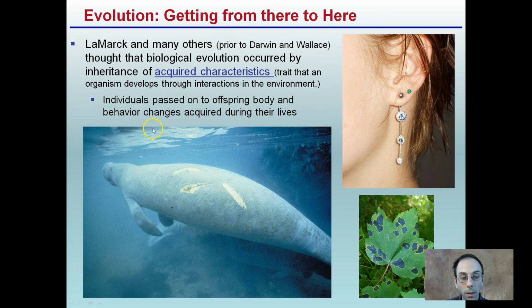But for example, the manatee with the scars on the back, this happens usually with boats that run into them, sadly. Acquired characteristics mean if all the manatees had these scrape marks, eventually they would pass on these scrape marks to their offspring. If someone continually got pierced ears, eventually their offspring would have pierced ears naturally. And the black spots on the leaves here, eventually the offspring would have black spots on the leaves. This is the concept of acquired characteristics. Now again, this is not what happens, but this is what Lamarck thought, and this was his theory.